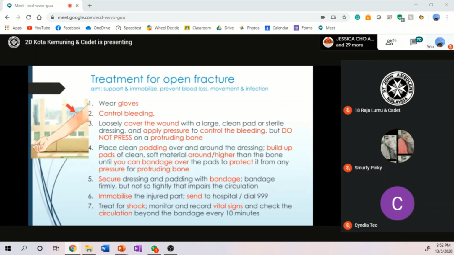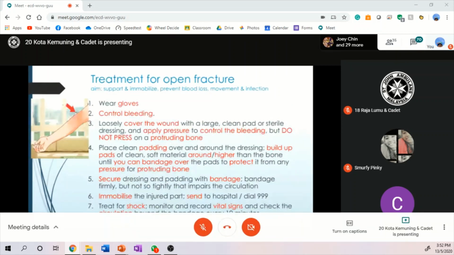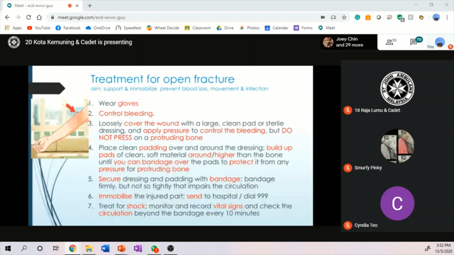Another one is when you bandage all over, you need to bandage all over the bone to protect the bone from any pressure. So just protect the bones only. Don't let the bones be touched by anything.